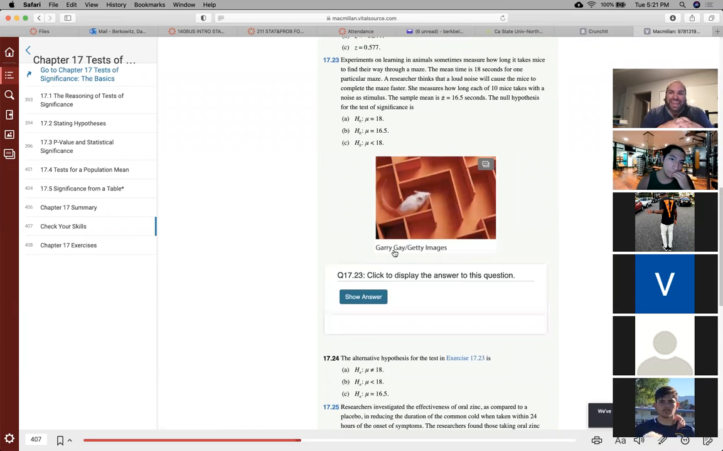Experiments on learning in animals sometimes measure how long it takes mice to find their way through a maze. The mean time is 18 seconds for one particular maze. A researcher thinks that a loud noise will cause the mice to complete the maze faster. She measures how long each of 10 mice takes with a noise as stimulus. The sample mean now is 16.5 seconds. What is a null hypothesis for this significance test?